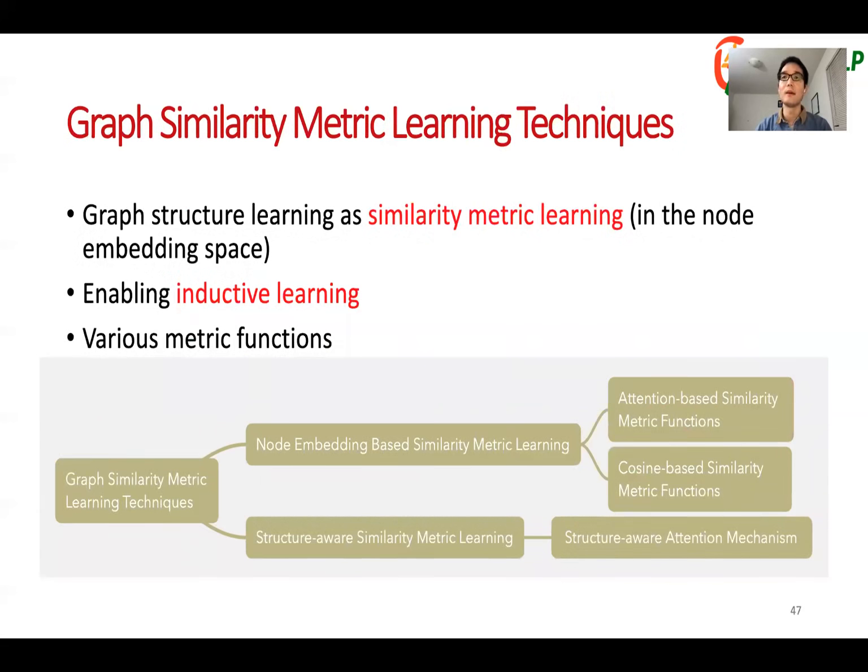The idea of graph similarity metric learning is to compute the pairwise node similarity in the node embedding space and obtain an adjacency matrix based on that. It can enable inductive learning because once the similarity metric learning is finished, one can apply it to unseen nodes to learn a graph. This is important for many NLP applications because we want to learn a new graph for each new text example. Various metric functions have been proposed by previous works. We group them into 2 categories: node embedding-based similarity metric learning and structure-aware similarity metric learning.